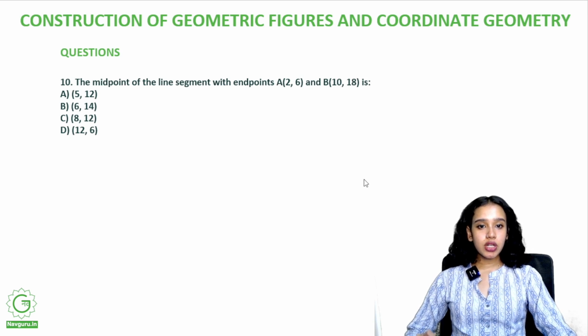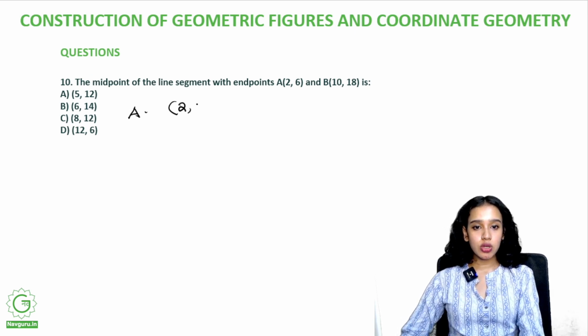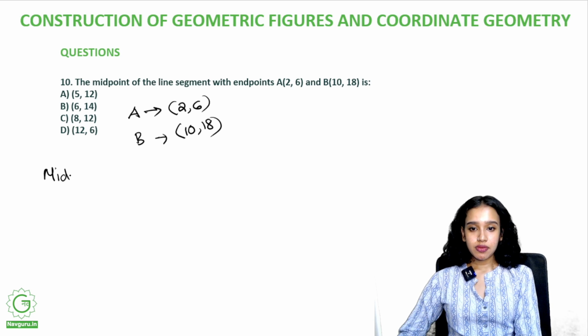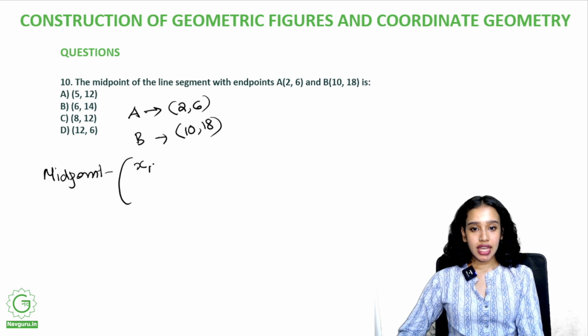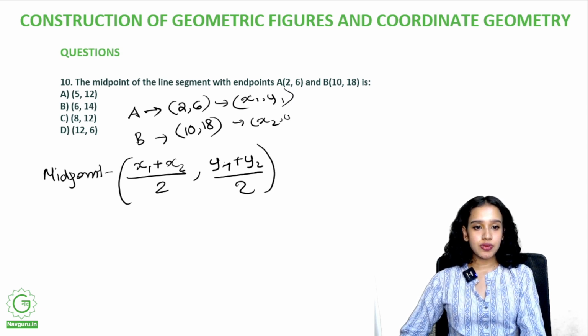Now the midpoint of the line segment with endpoints A is 2, 6 and B 10, 18. So we have a point A which is equal to 2 and 6 as the coordinates, and for point B the coordinates are 10 and 18, right? Now we have to find the midpoint of the line segment. So what is the equation of midpoint? So midpoint is ordered pair x1 plus x2 by 2 and y coordinate is y1 plus y2 by 2.